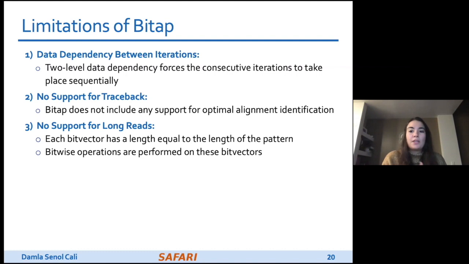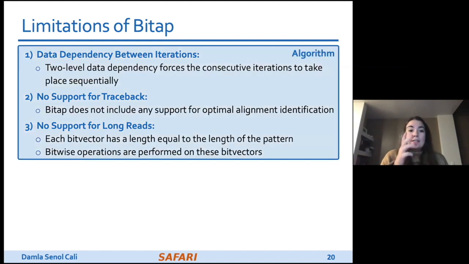So the algorithm doesn't support long reads whose lengths are on the order of thousands to millions of base pairs, because the word size is limiting us. And these are the algorithmic limitations of the BiTAP algorithm. So even after we solve the algorithmic limitations of BiTAP, we find that we cannot extract significant performance benefits with algorithmic enhancements alone.